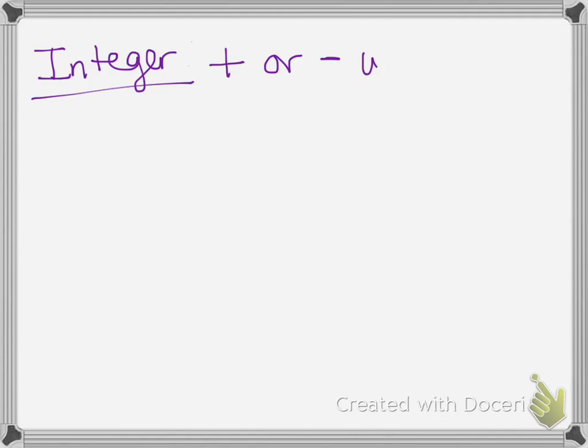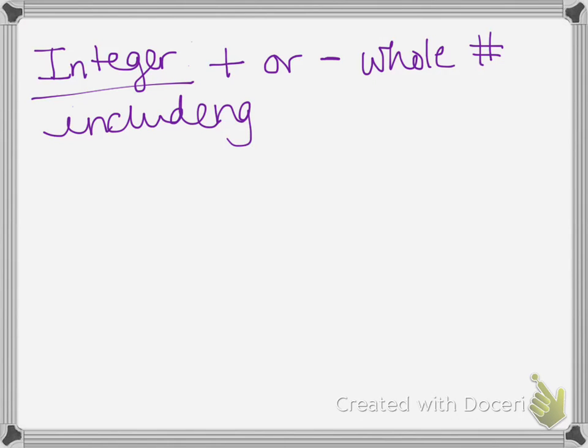Today we're going to talk about integers and absolute value. An integer is a positive or negative whole number, including 0. Meaning we aren't going to have any fractions or decimals. This is just regular whole numbers.